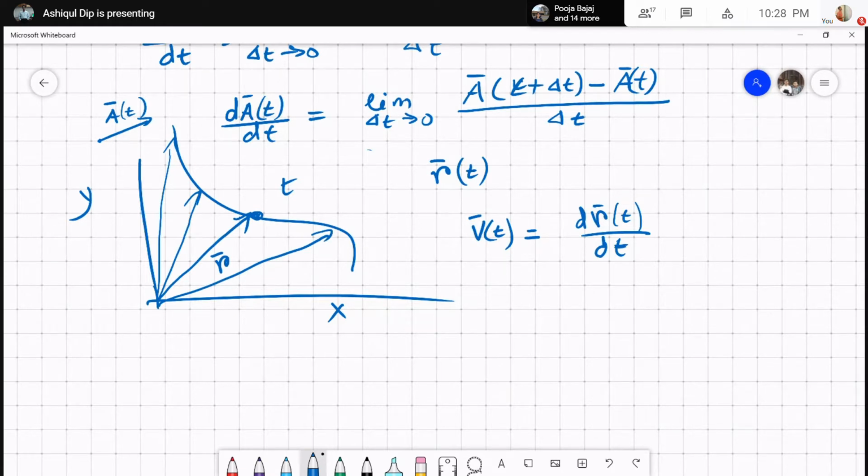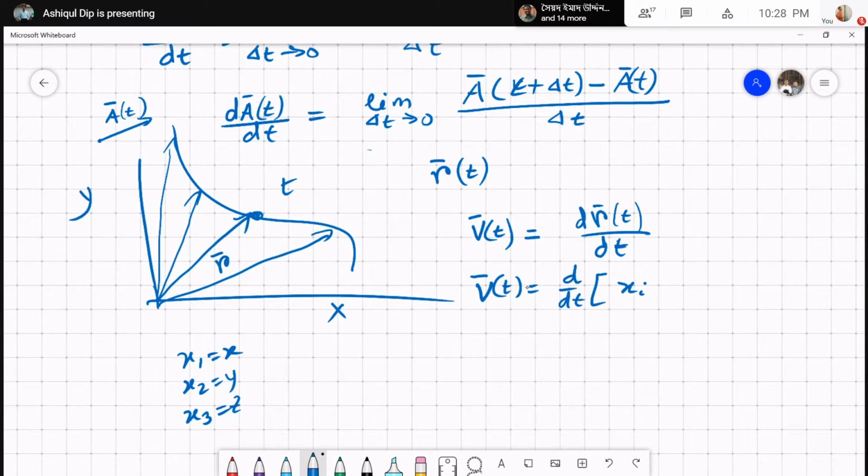Okay. Yeah. So if we use Cartesian coordinates, what happens? The representation of v we are trying to write is d/dt of x^i. x^1 means just the x coordinate, x^2 means y, and x^3 means z. Okay, so the position vector can be written as x^i e_i, right, in Cartesian coordinates.